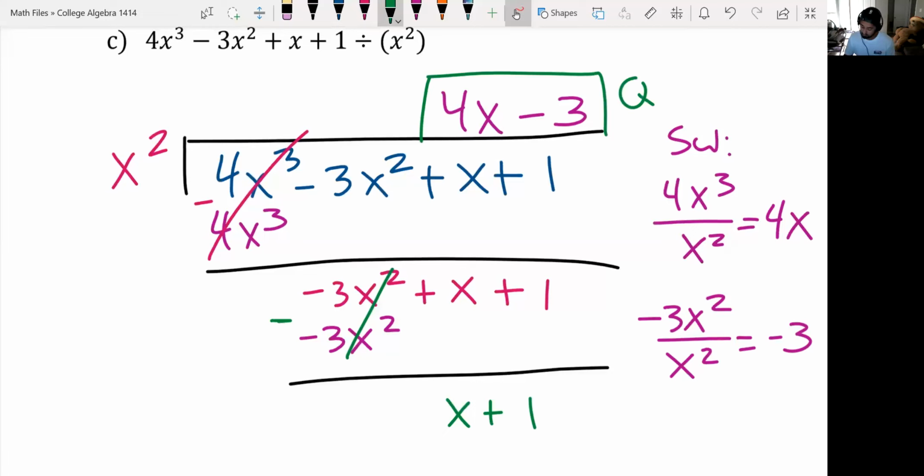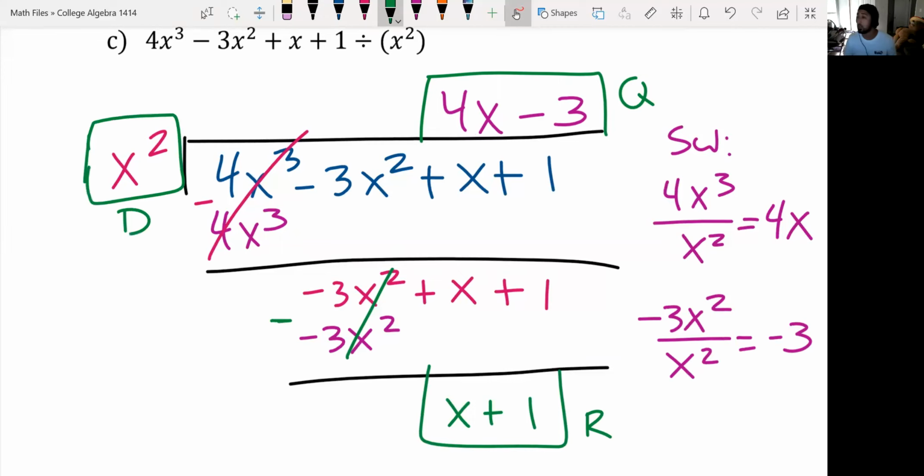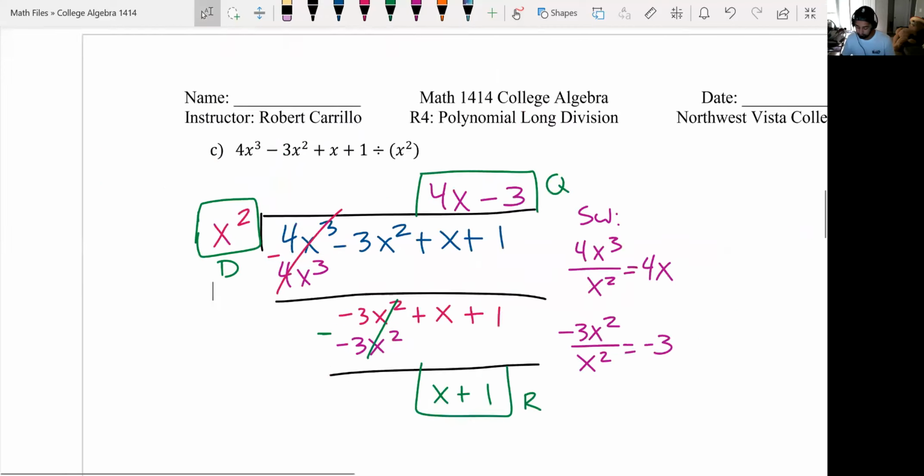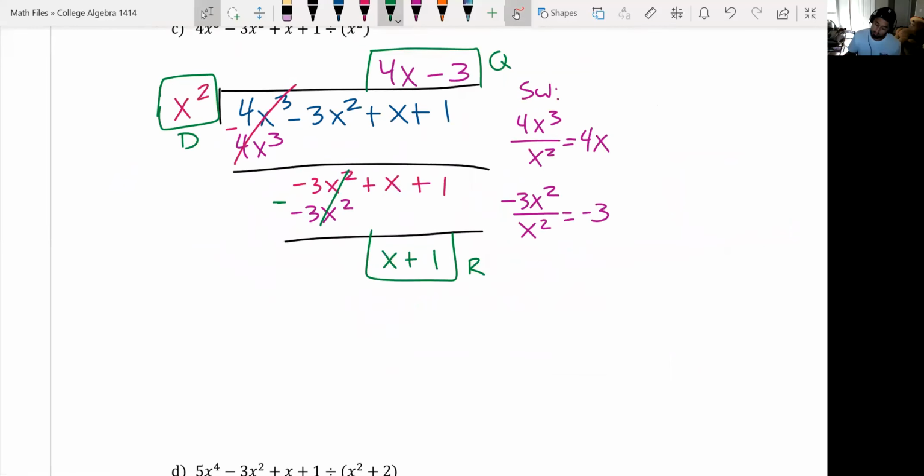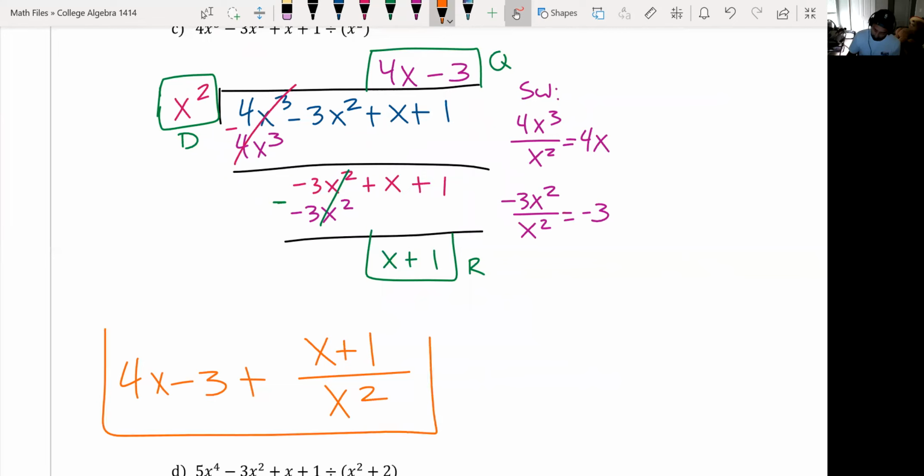There's quotient. There's remainder. There's divisor. Answer: quotient, 4x minus 3, plus remainder, x plus 1, over x squared. Not bad. Okay.